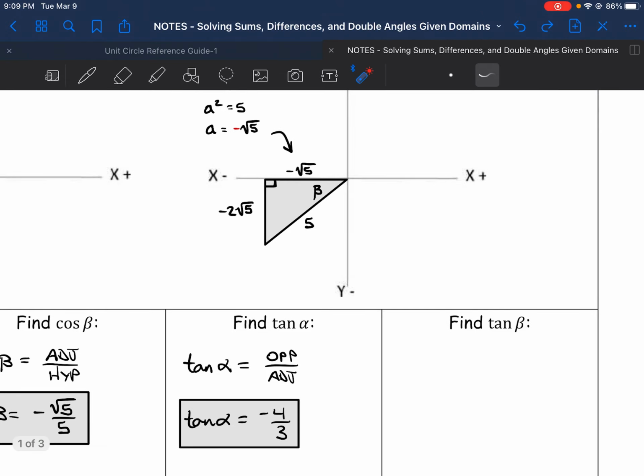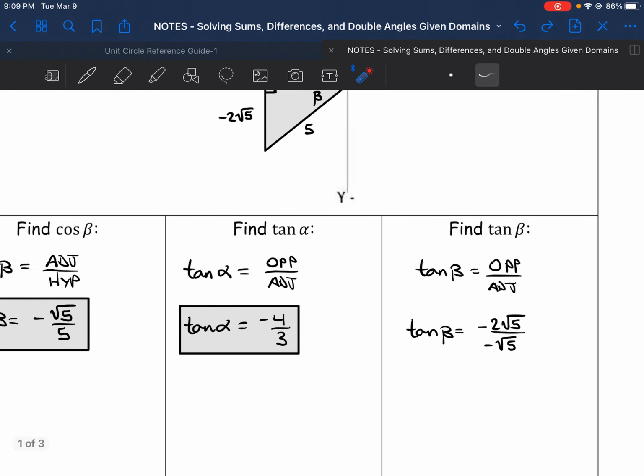And then finally, we'll find the tangent of beta. Here's angle beta, so we're using this triangle. Again, we know tangent is opposite over adjacent, so opposite of angle beta is -2√5, adjacent is -√5, so we have -2√5 over -√5. Notice the negatives will cancel, and the √5s will cancel. All we'll have left is 2.